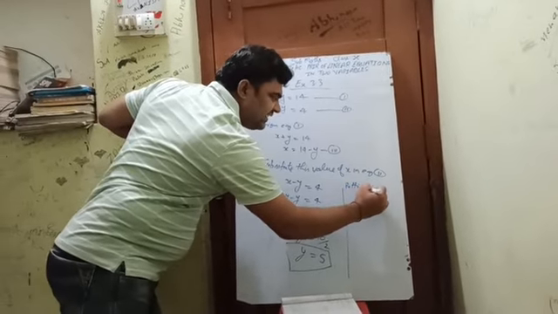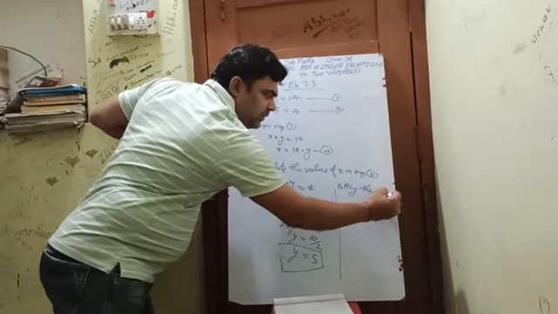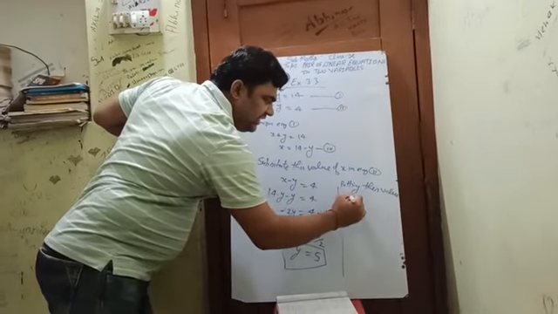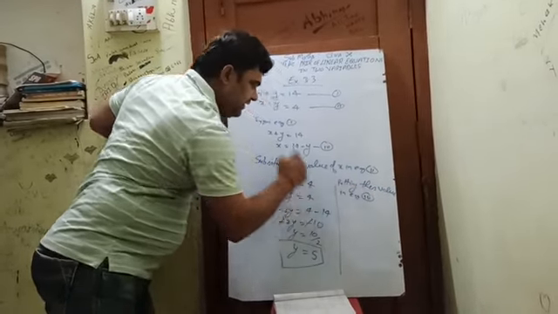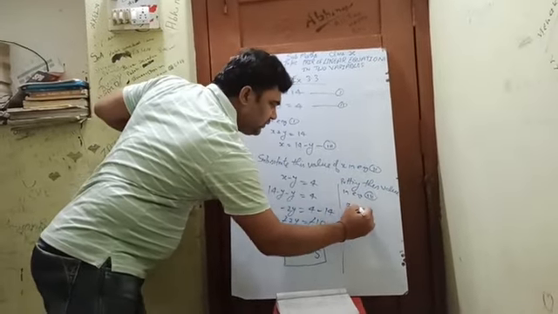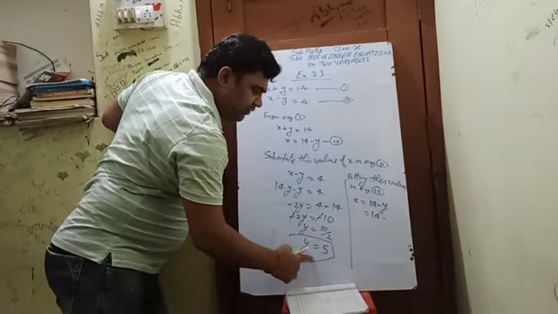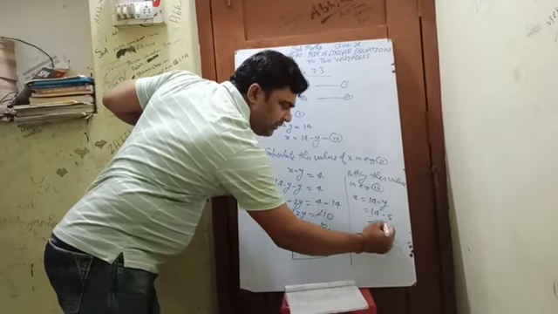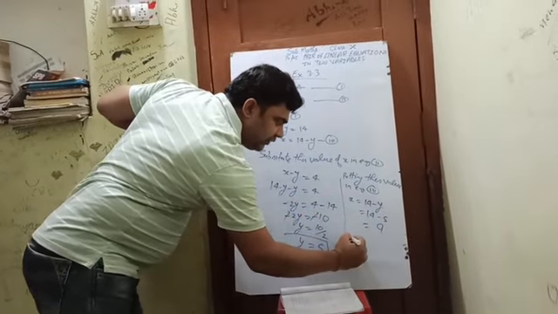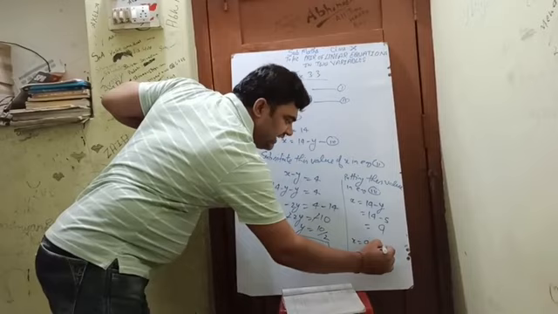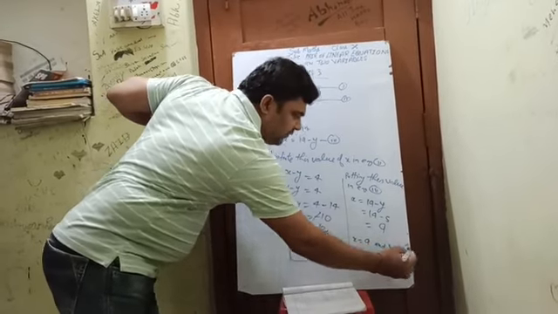Putting this value in equation third, x is equal to 14 minus y. So 14 minus the value of y we got as 5. So 14 minus 5 is equal to 9. So here you will see that x is equal to 9 and y is equal to 5.